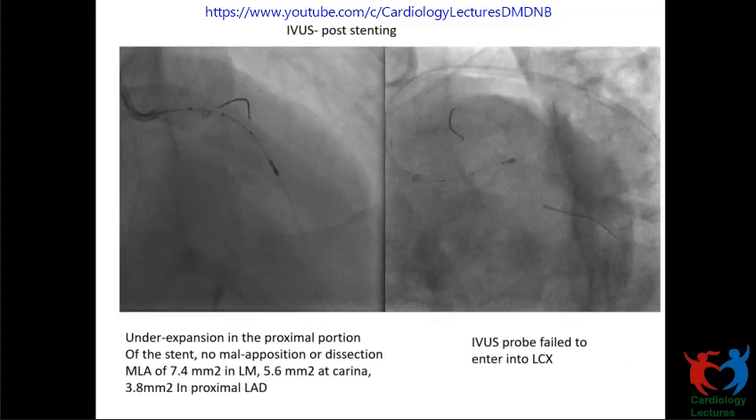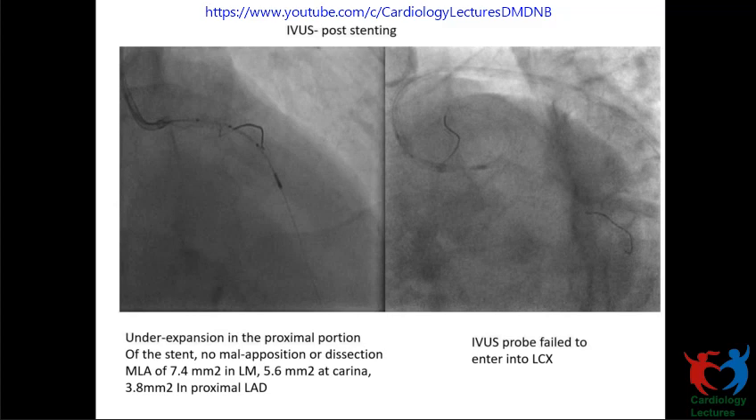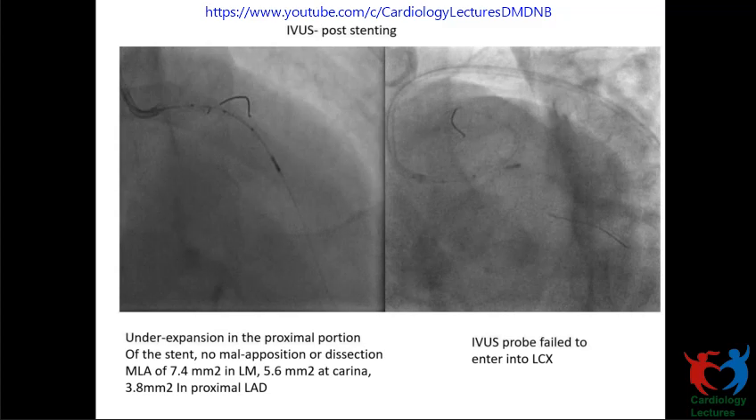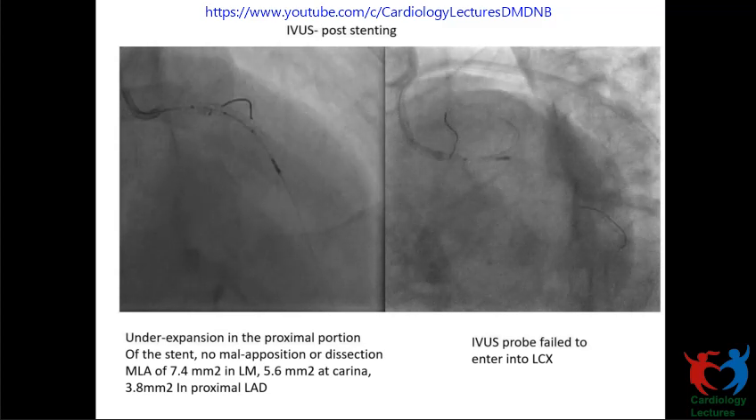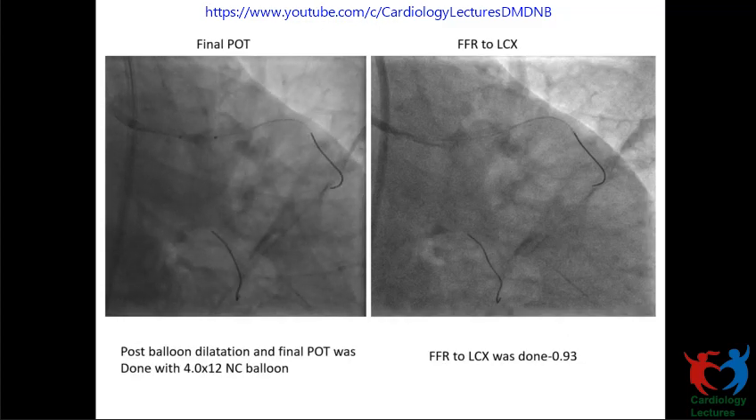Then we did an IVUS to both the LAD, and we also attempted the LCX, but through the stent we could not do it. The LAD IVUS pullback showed underexpansion of the proximal portion of the stent, and there was no malapposition or dissection. But in the LCX, we could not pass the IVUS probe. At this stage we did not go ahead; we could have gone for other methods to pass the probe into the LCX, but we did not take that risk because the ostium of the LCX was as it was before. So the final dilatation of the underexpansion was done with a 4 into 12 NC balloon, and even the left main portion of the stent was dilated.